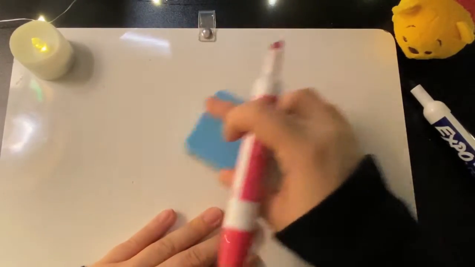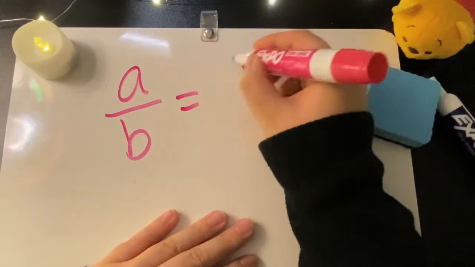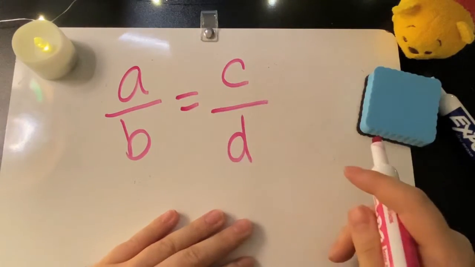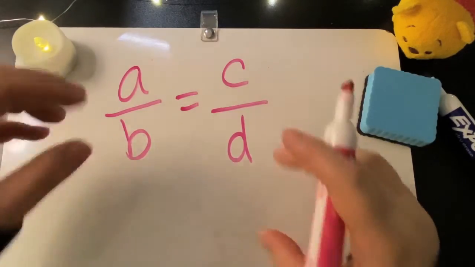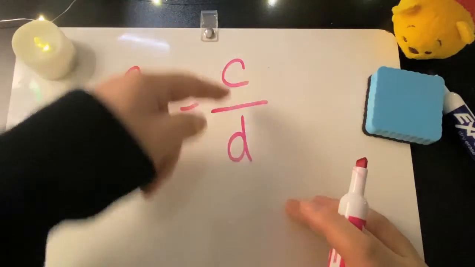So let's say we have a over b equals c over d. Now we're getting very general. So that's kind of the form that we had before: 2 over 3 equals x over 15.